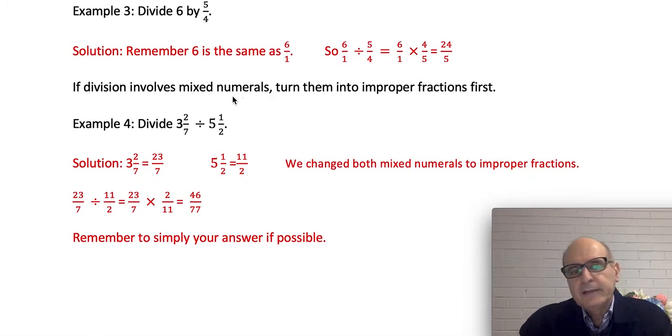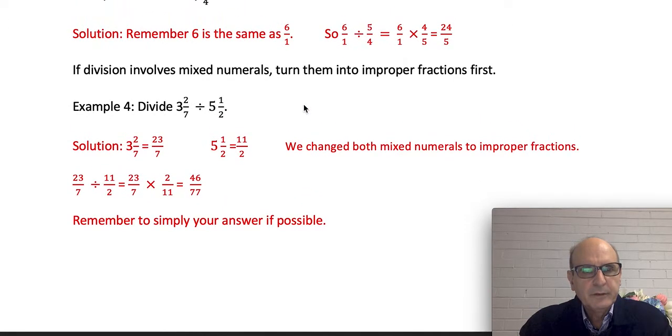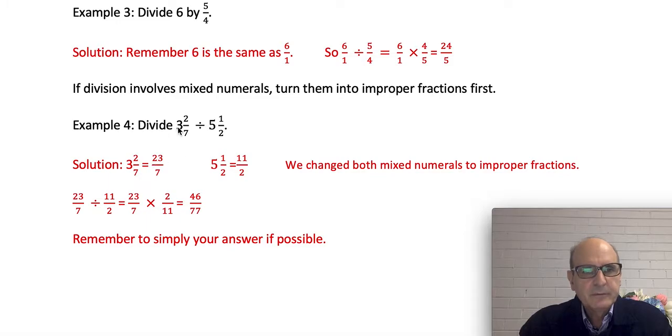Now, what if we had mixed numerals? If we had mixed numerals, we need to change them into improper fractions. For example, 3 and 2/7 divided by 5 and 1/2. First, I change each of them into an improper fraction. So we do 3 times 7, 21, plus 2, 23. That goes in the numerator, and the denominator stays the same. The same with 5 and 1/2: 5 times 2 is 10, plus 1, 11, and 11 over 2.